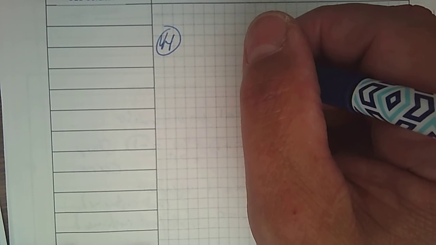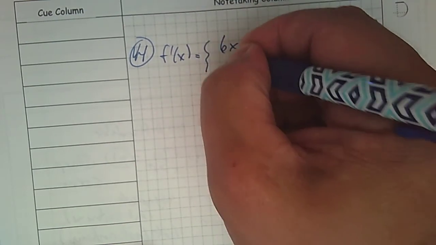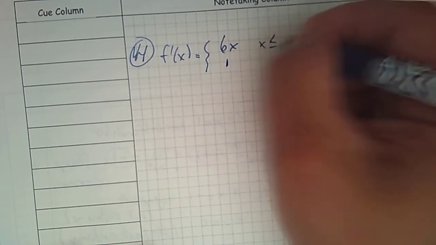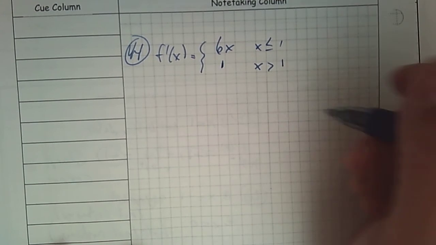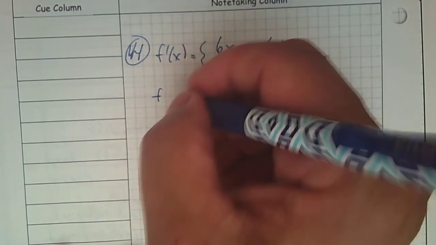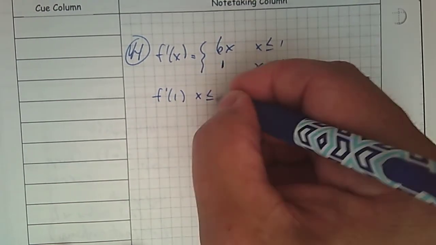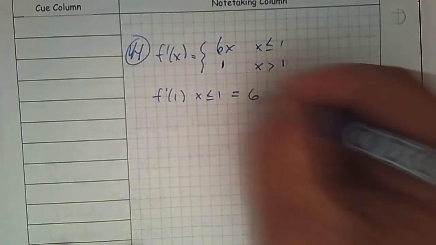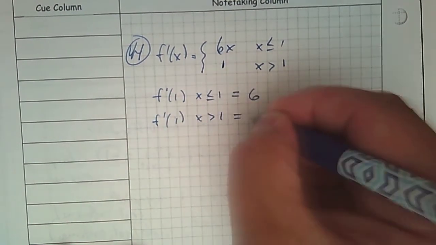So for 44, first thing I need to know, is it continuous? So when I plug in 1 on top and 1 on the bottom, it is continuous because they both give you the answer 1. So if I take the derivative of the top piece, that's 6x, the derivative of the bottom is 1. So when I look at where they meet, when I plug 1 in, the derivatives don't match. So if I think of the derivative at 1, when x is less than or equal to 1, that answer is 6. And the derivative at 1, when x is greater than 1, that answer is 1.